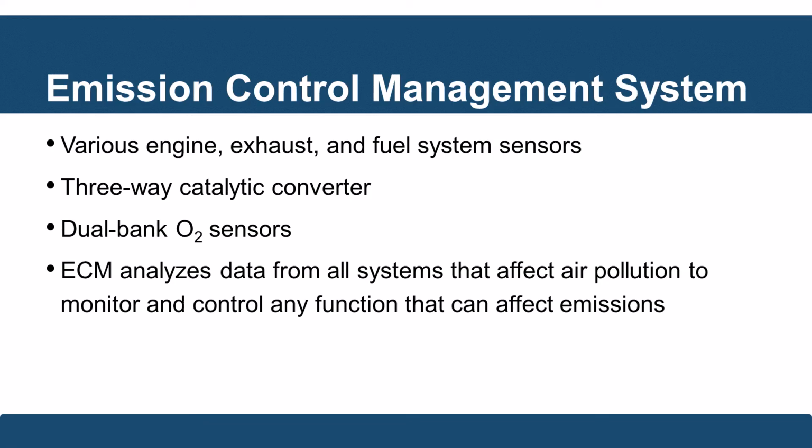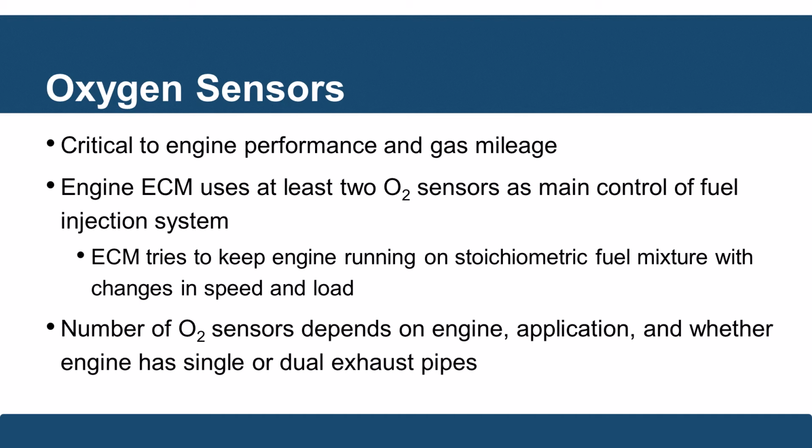So the emission control management system itself is used on various engine styles, exhaust, and fuel systems, so they're all a little different. However, most of them do have a three-way catalytic converter on them. Most vehicles that are out there are going to be using dual bank O2 sensors measuring pre and post catalytic converter operation. The ECM is analyzing the data from all these systems that affect the air pollution to determine if there's any issues. It is critical that these systems have oxygen sensors for the engine performance and for gas mileage.